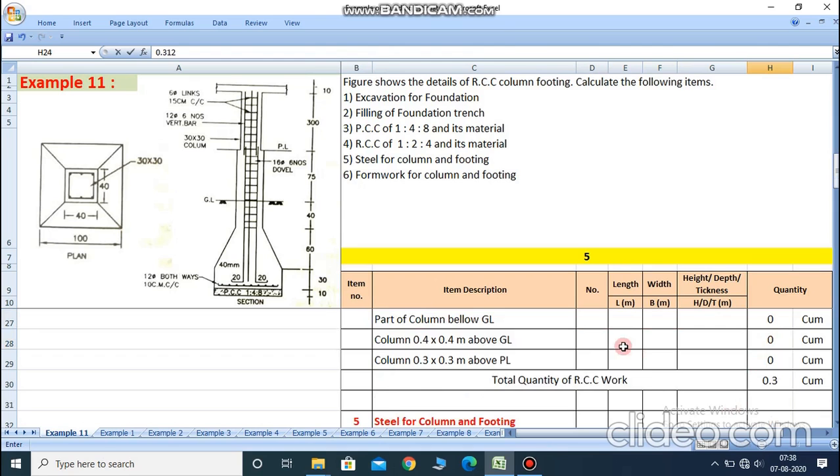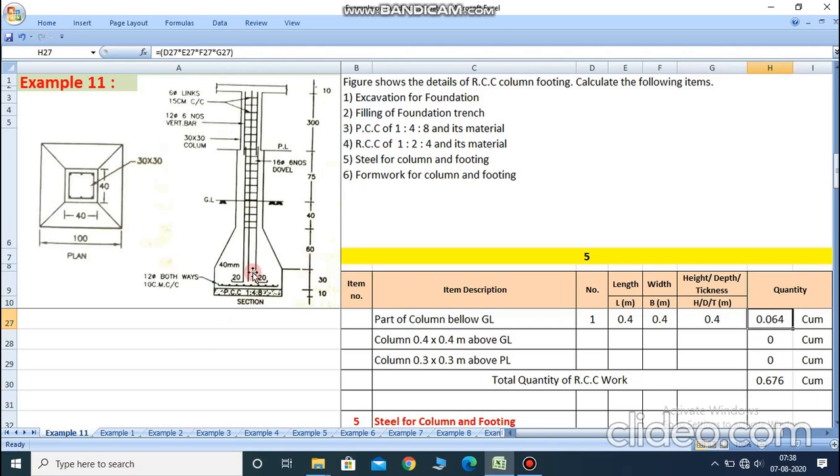Now we calculate the part of the column below ground level, means this portion from the ground level up to the sloping portion. Only a single column is provided, so write 1. Length is 0.4 because as per the plan and the cross section, the dimension is 0.4 by 0.4, so length is 0.4, width is 0.4, and height we take 40 centimeter, means 0.4. So all the dimensions: 0.4 by 0.4 by 0.4 is 0.064 cubic meter.